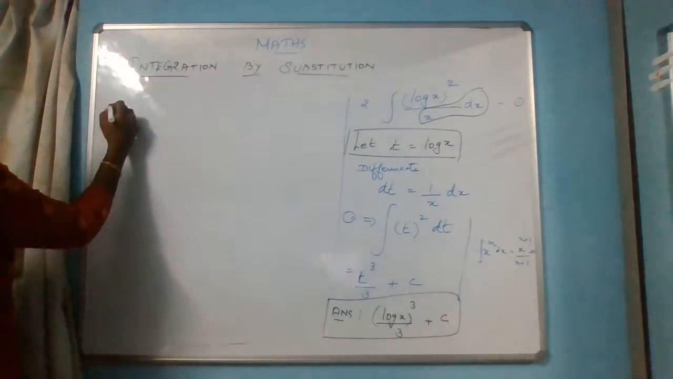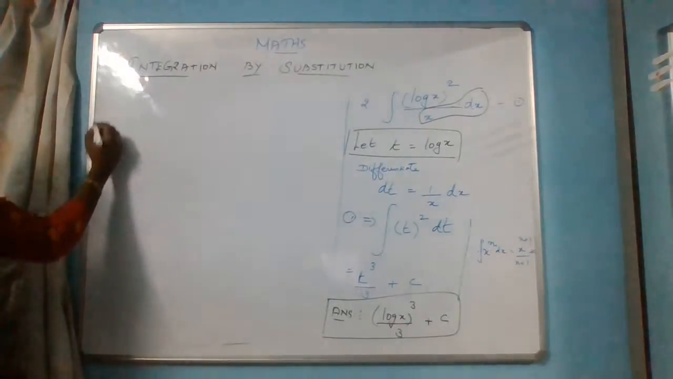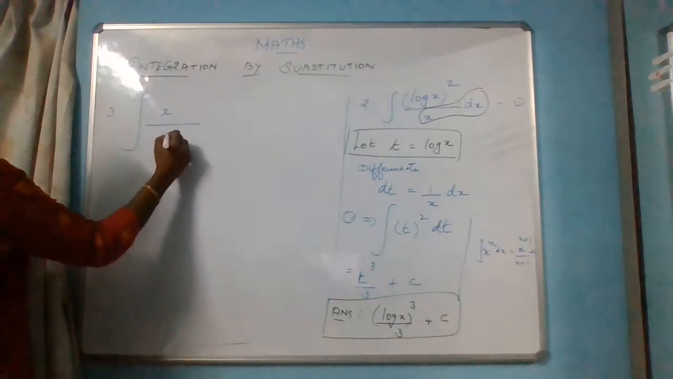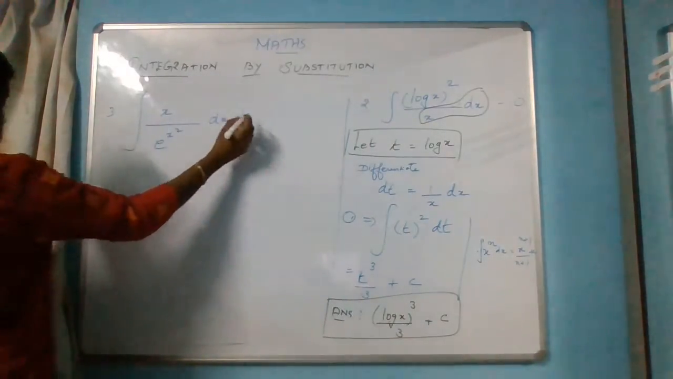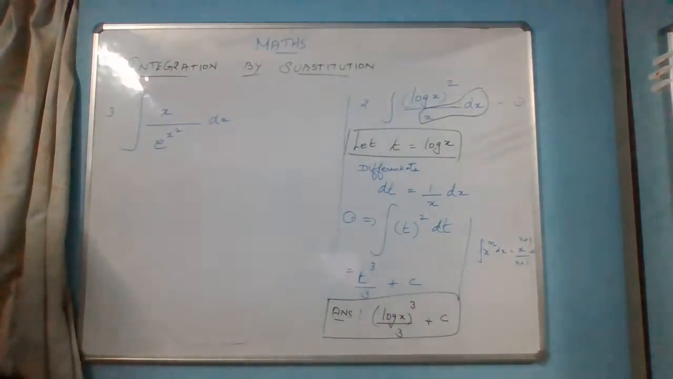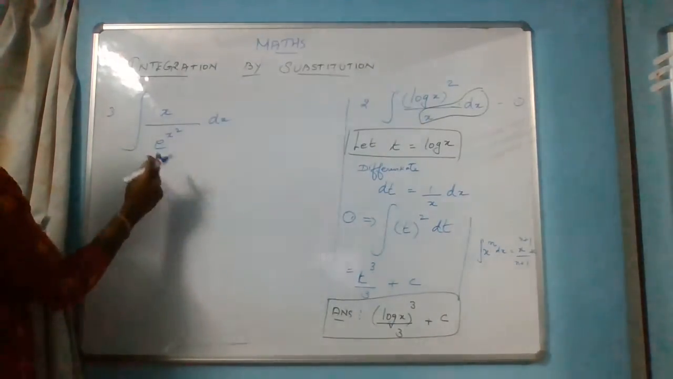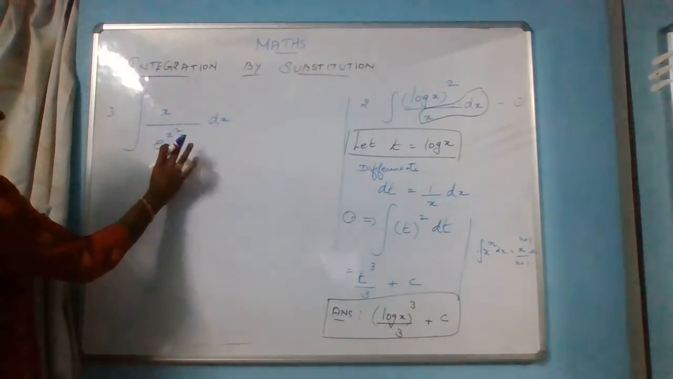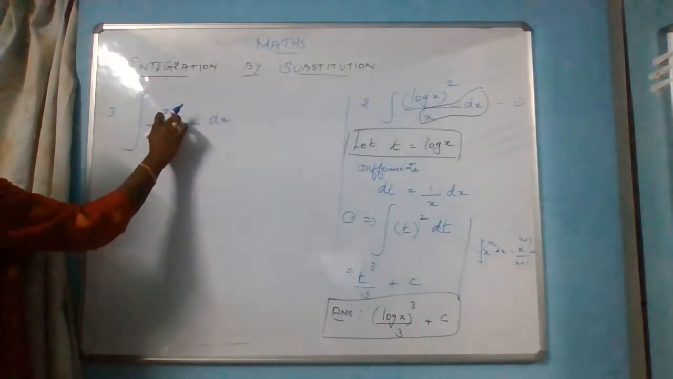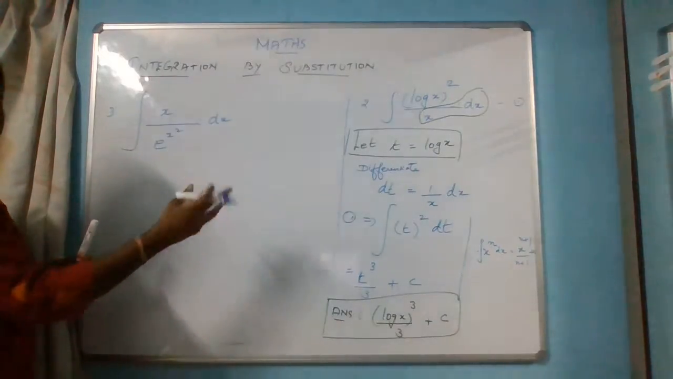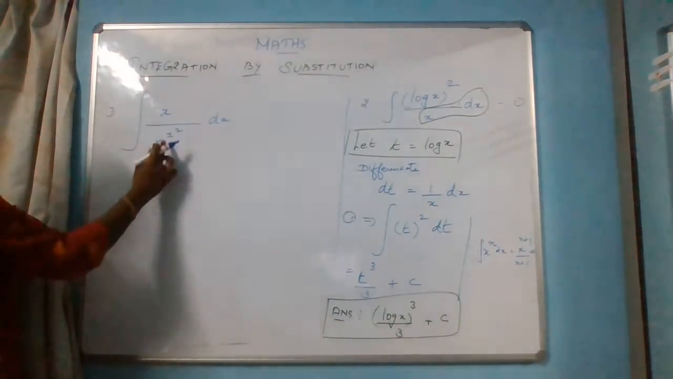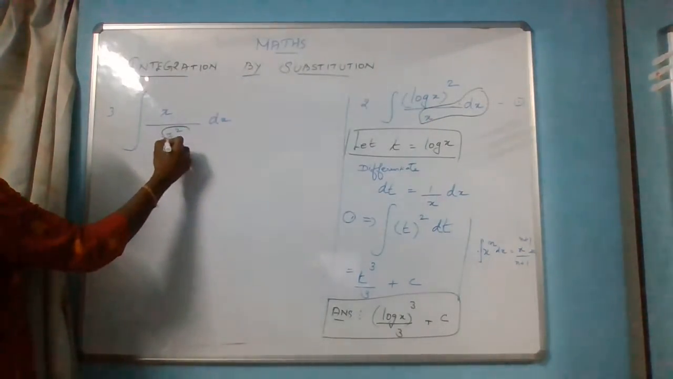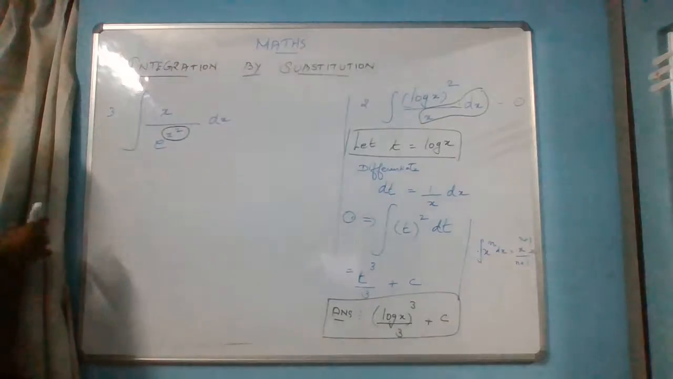Let me take another example. Integral x by e power x squared dx. So now when you consider this integral, the only thing which you can do is by substitution method. So when I take x as t, I'll be able to get dx is equal to dt and nothing can be done. So what I can do is that I can just take this x squared term as t.